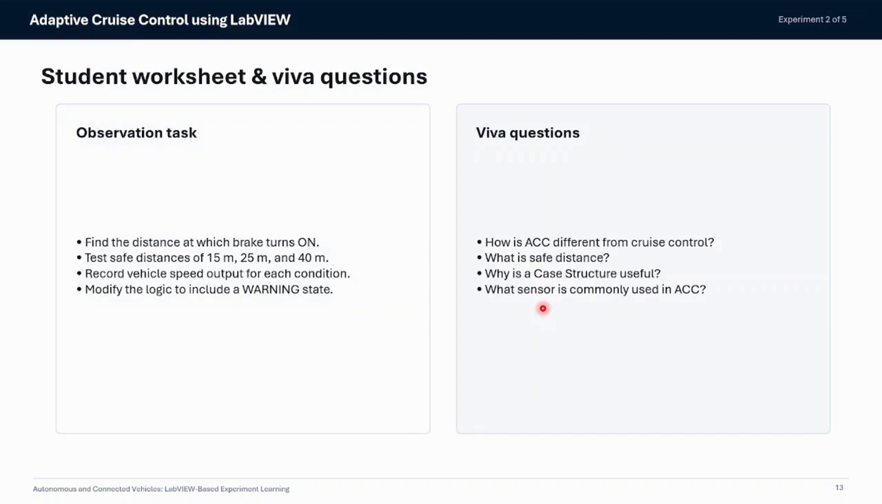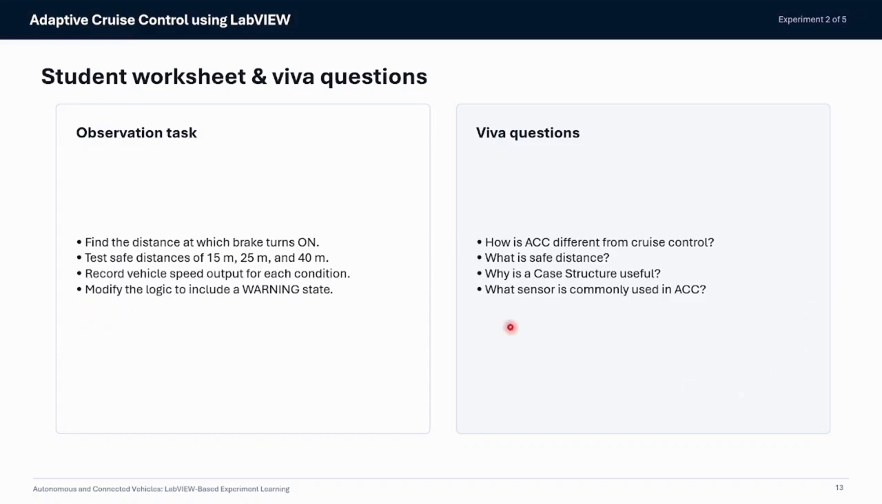So these all are the observations from this topic. Find the distance at which the brake is turned on. Safe distance of 50 meters, 25 meters, or 40 meters. We want to decide that safe distance. Based on the regulation, each country follows a different regulation. Based on that regulation, we want to fix the safe distance. Record the vehicle speed output for each condition. Modify the logic and include the warning state.